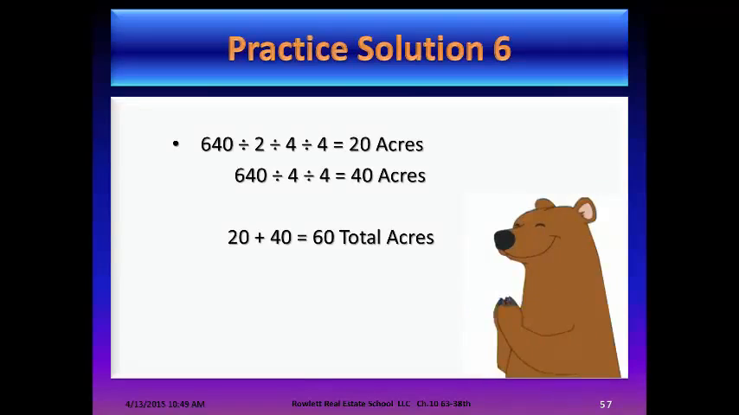So we have 640 acres divided by 2 for the half, and then 4 again twice for the quarters to come to 20 acres. On the other side of "and," it was just 2 quarters. So we have 640 divided by 4 twice to come to 40 acres. Then you add your 20 and your 40 together to come to 60 total acres.